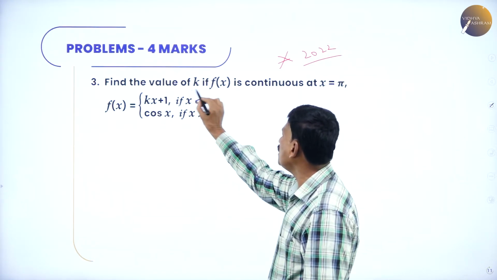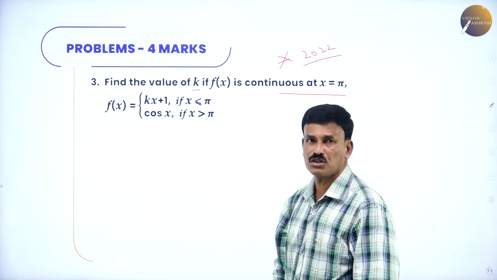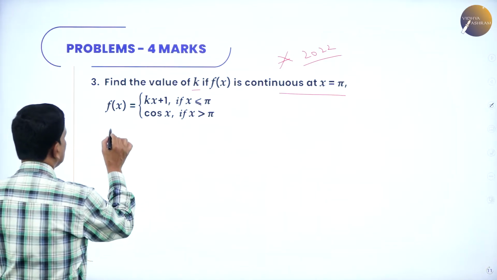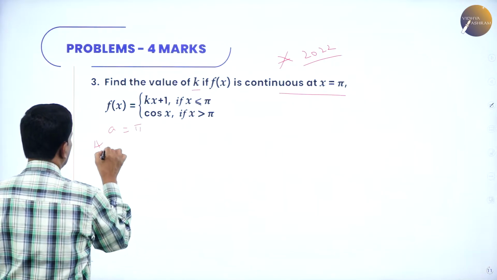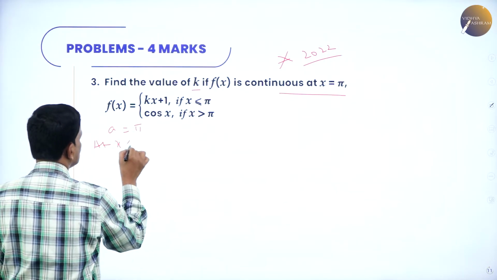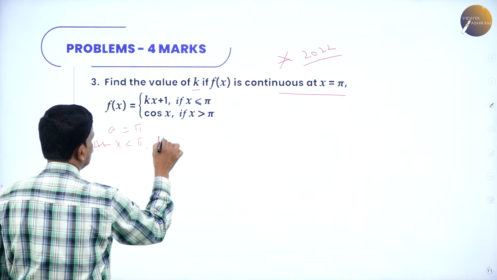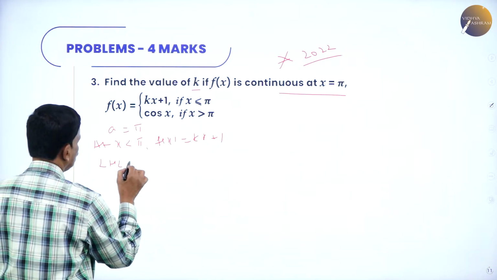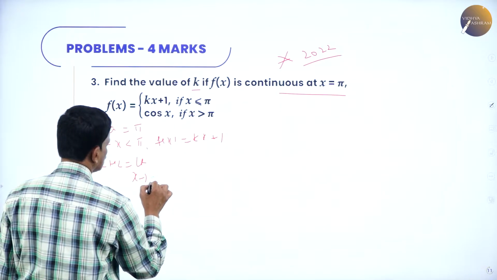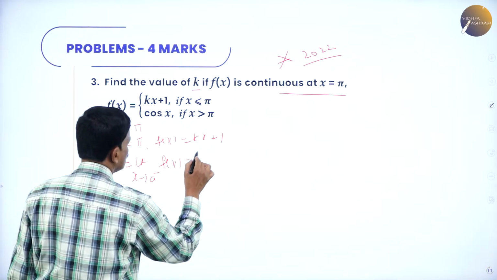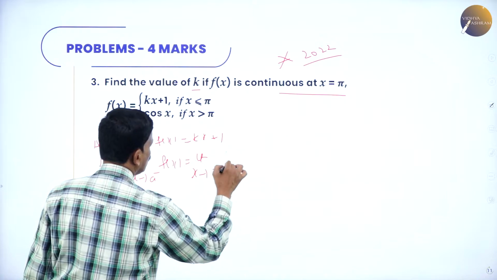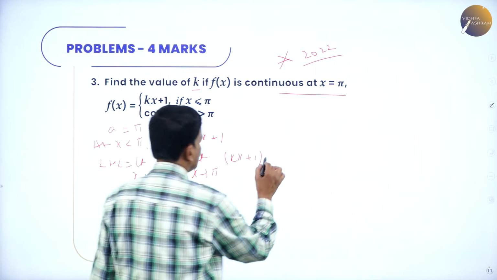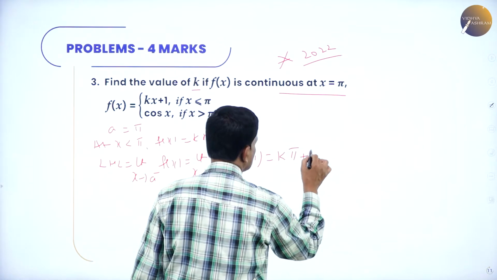Find the value of k if f of x is continuous at x is equal to pi. So here it is given already that a is equal to pi. Now when x is less than pi, f of x is equal to kx plus 1. So we will get the left hand limit. Left hand limit is equal to limit x tends to a minus of f of x. This is limit x tends to pi of kx plus 1. Put x is equal to pi, so this becomes k into pi plus 1.